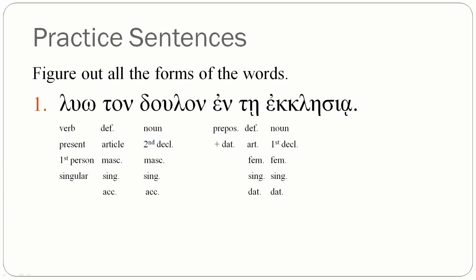As I said before, en is a preposition. It always takes the dative case. Te is the definite article. It is feminine, singular, and dative. So there's your dative that goes with en. And then ecclesia, it is a noun. It's a first declension noun that you will learn in this chapter. The vocab comes in this chapter. And it is feminine, singular, dative, just like the definite article.